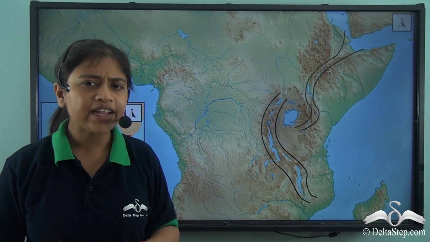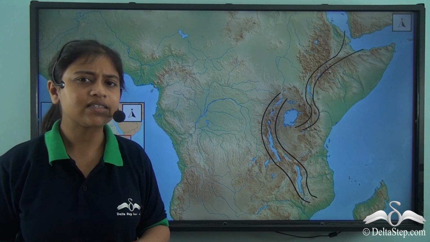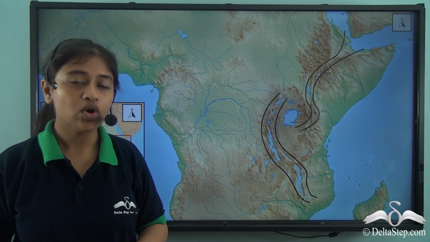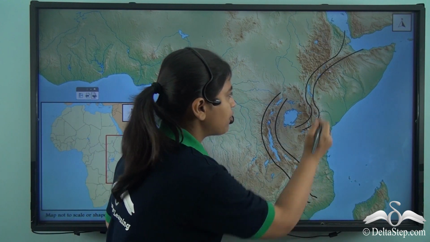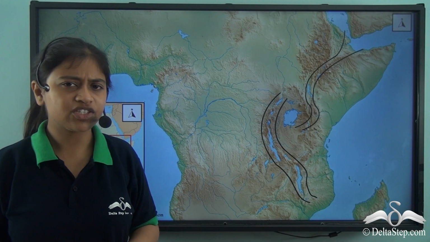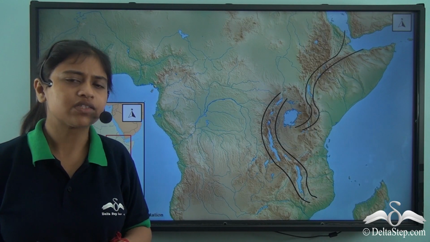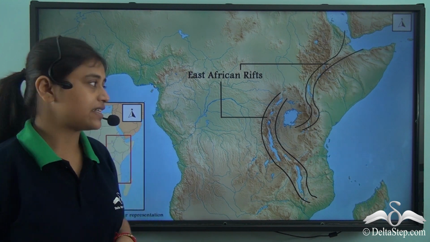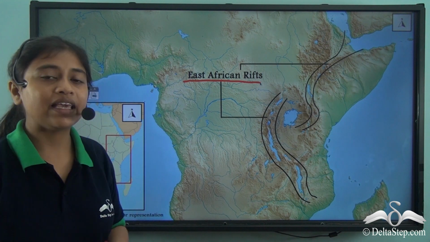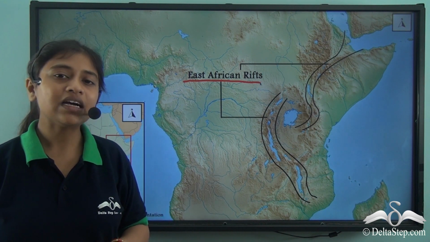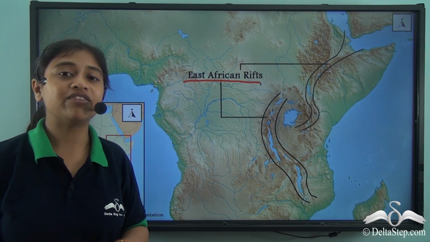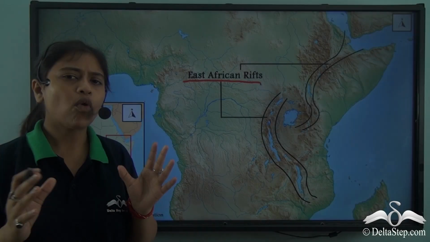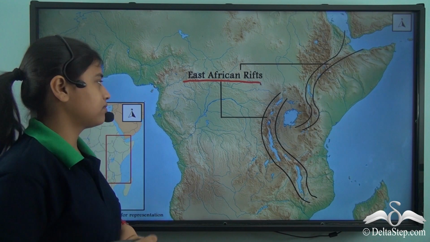Now, the East African Plateau region also has a unique characteristic. Let's look at that. We see that in this region of the East African Plateau, we have two major depressions running through the center of this region. Now, what do you think these depressions represent? Well, these represent the East African rifts or the East African rift valleys. So in the East African Plateau region, we have a very important physical feature of the continent, that is the East African rift valleys.